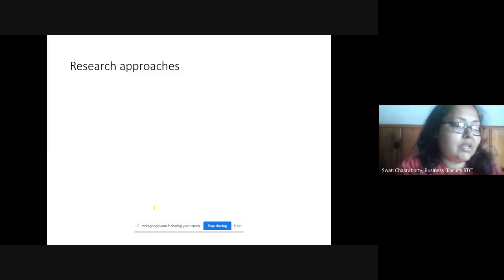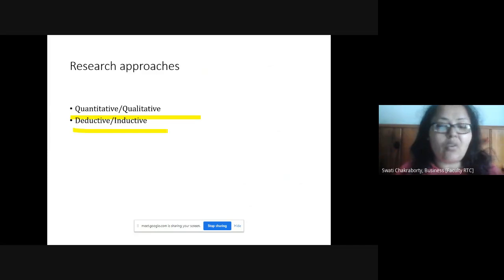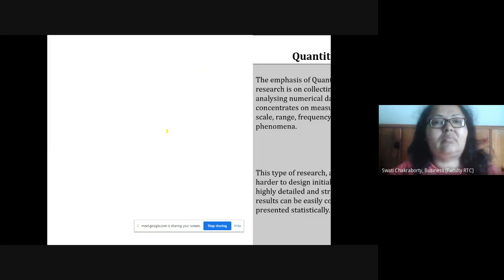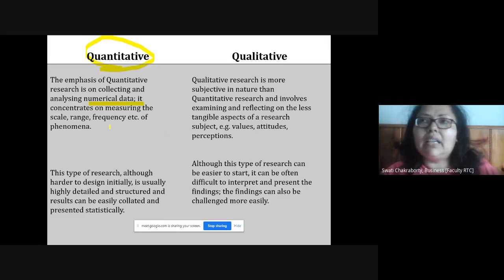So research approaches can be of two categories. One, it's either quantitative or qualitative, and the second is either deductive or inductive. Now, quantitative talks of data, numerical data, like collecting and analyzing numerical data, right? And using measures like we have studied, like mean, frequency, correlation, regression, and the frequency table that you use.